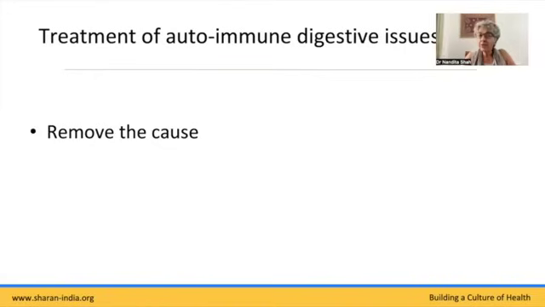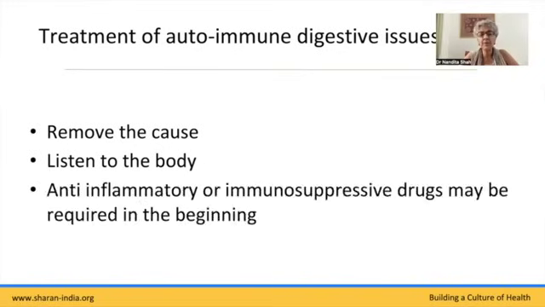There are more than 100 different kinds of autoimmune diseases, and here we're just discussing some of them. Then listen carefully to the body, because the body always guides us on how to heal. And initially, we may need anti-inflammatory or immunosuppressive drugs, but the goal should be to wean ourselves off them, because if you're on an immunosuppressive drug, then you're more prone to infections, and that's another whole problem.